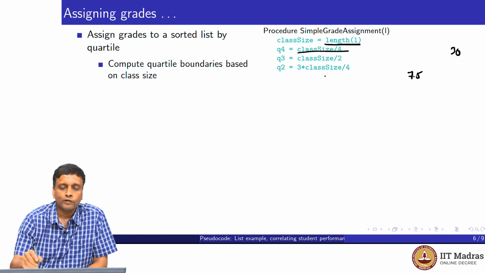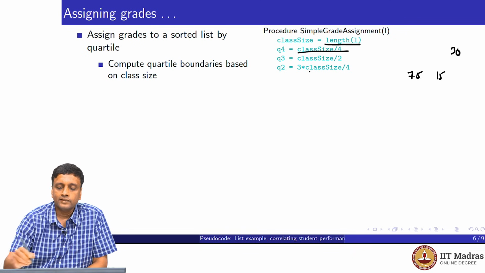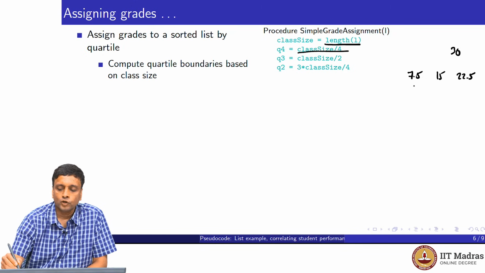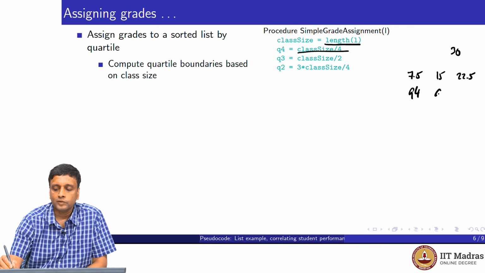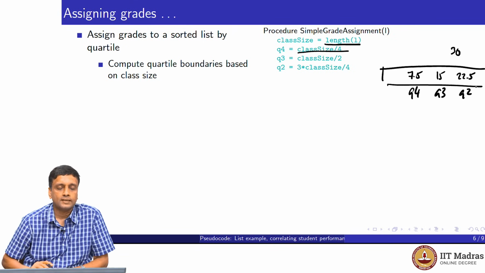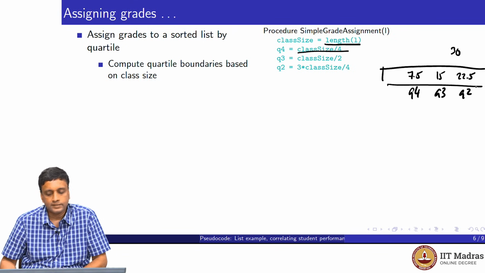Then the boundary of the 3rd quarter, where the 3rd quarter ends and the 2nd quarter begins, is going to be 15. And the boundary between the 2nd and 1st quarter is going to be at 3/4 of this, so it's going to be at 22.5, right? So this is going to be Q4, this is going to be Q3 and this is going to be Q2. So these give me positions with respect to the overall list where these grade boundaries come. So that's the first thing I compute before I start assigning grades.